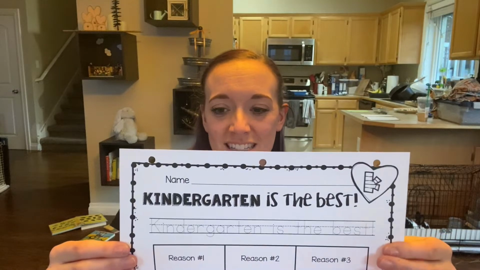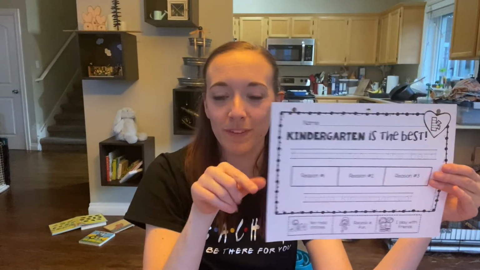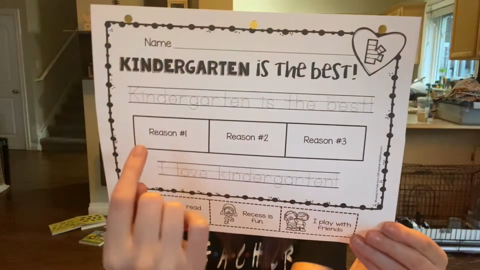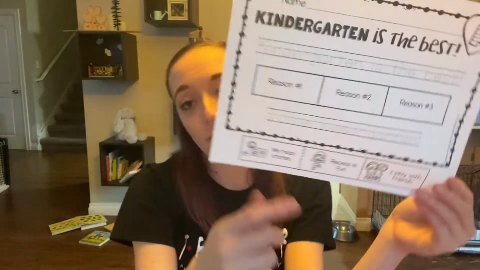It's true. Kindergarten is the best. It's not kindergarten is the best. No, we want to use an exclamation mark there because we really believe that kindergarten is the best. So it says, kindergarten is the best. Yes, boop. Okay, so that yes, boop has a line. Then it says reason number 1, reason number 2, and reason number 3.